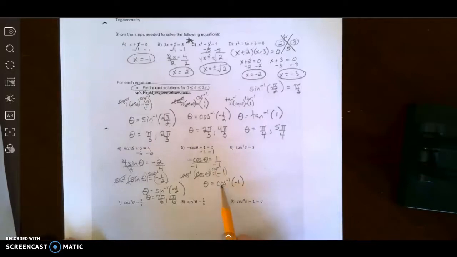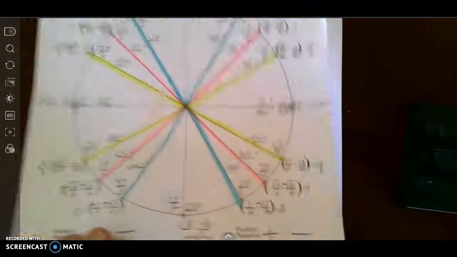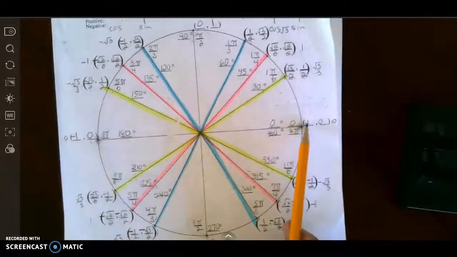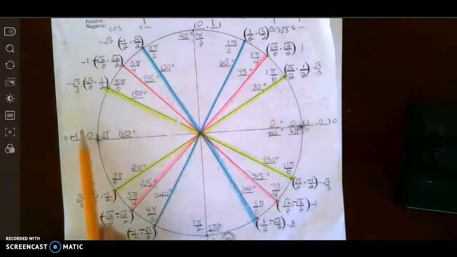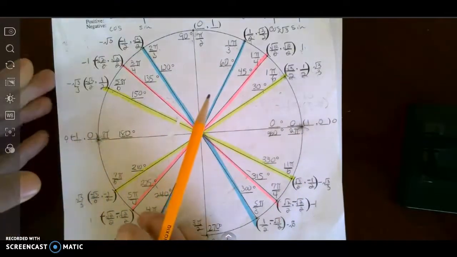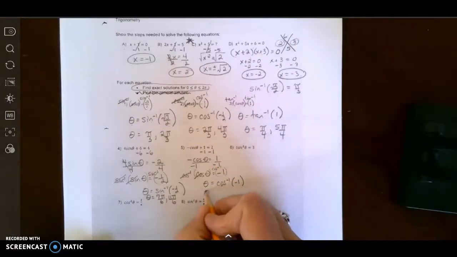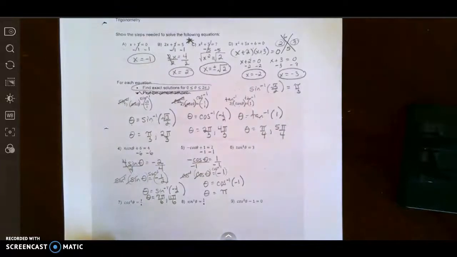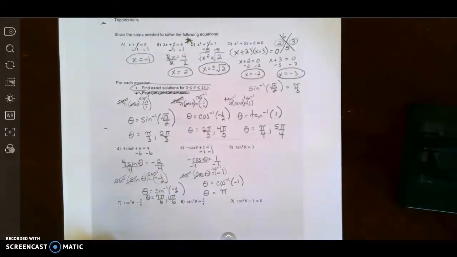Where is my x coordinate -1? It's +1 here. Oh, it's -1 right there. That's the only time right there at pi. So theta equals pi. And that's the only answer for that one.